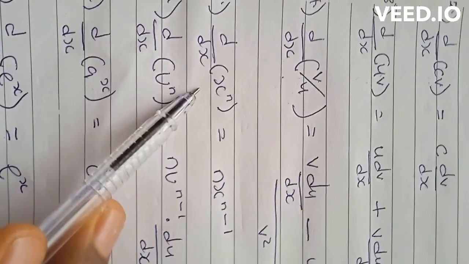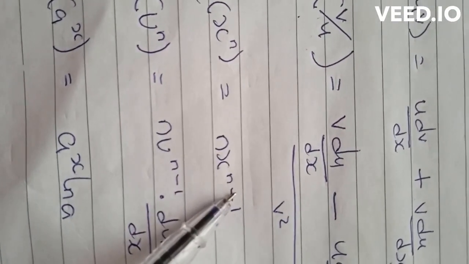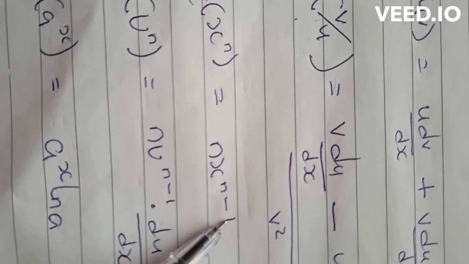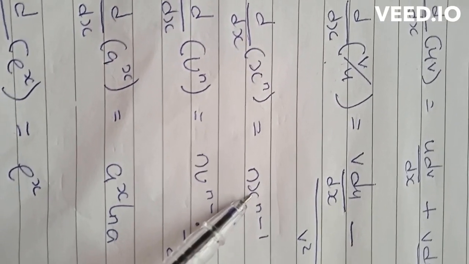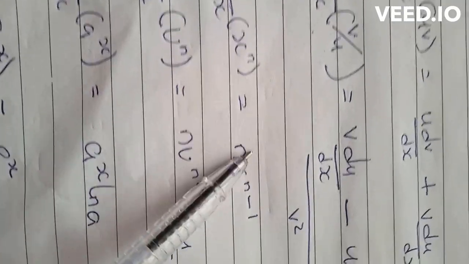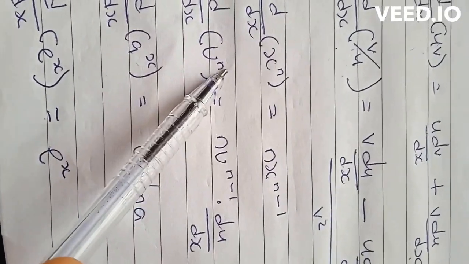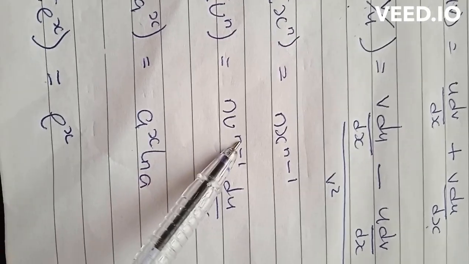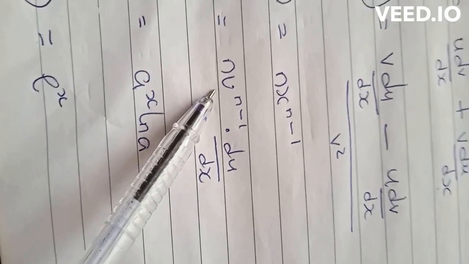Number 5, differentiating this, the power will multiply everything, and the power will decrease by 1. Differentiating x raised to power n, you have n x raised to power n minus 1. Differentiating u raised to power n, remember u is a function of x, you have n u raised to power n minus 1 multiplied by du over dx, showing that you differentiated u with respect to x.